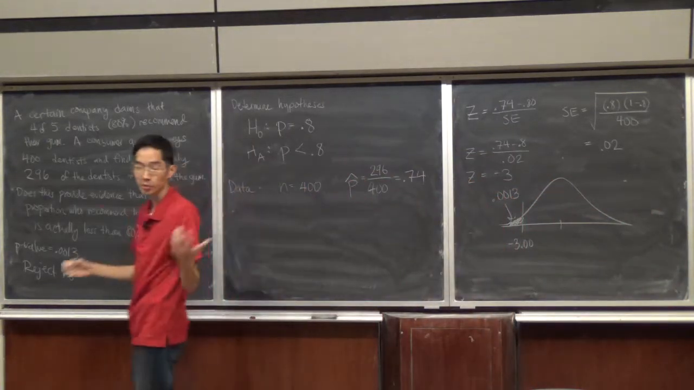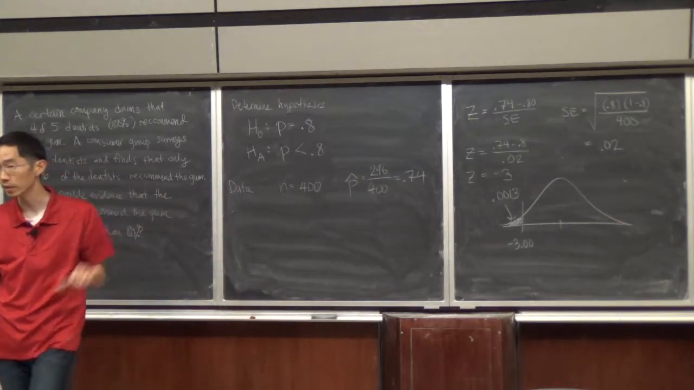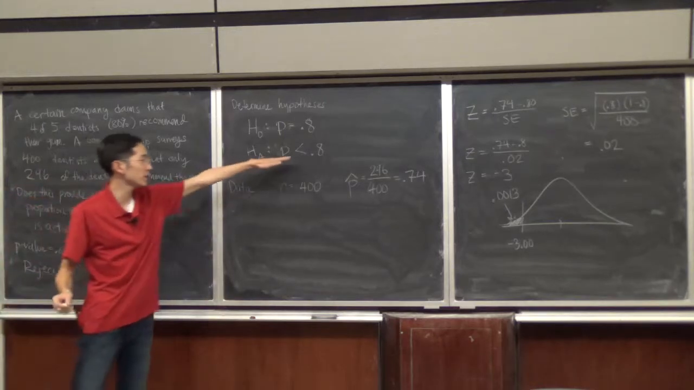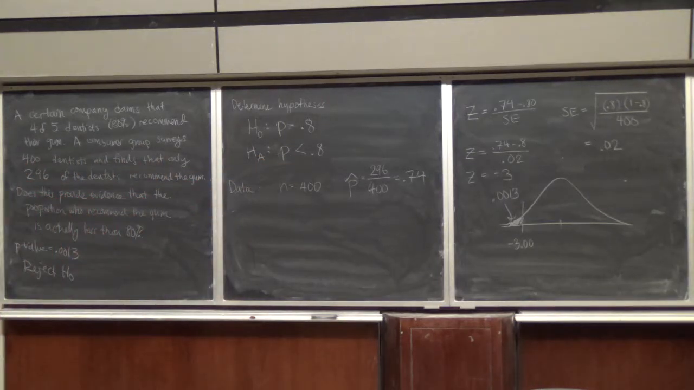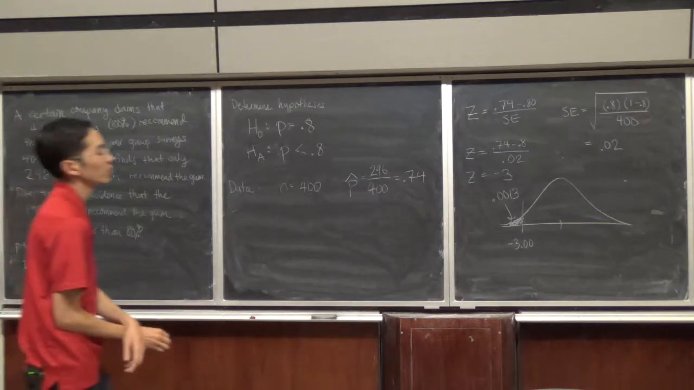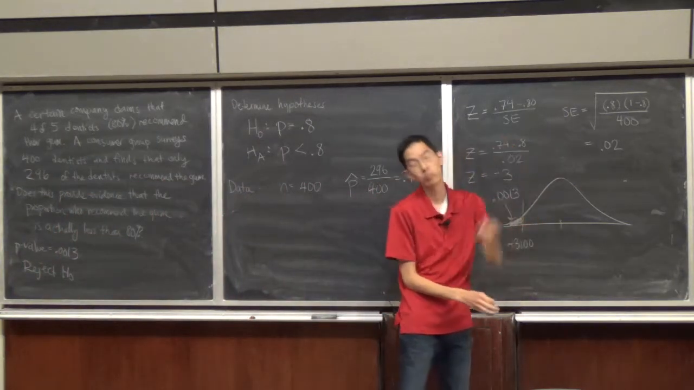I'm not going to multiply it by 2, I'm not going to find the area to the right, I'm finding the area to the left, because my alternative hypothesis has a less than sign. So just to be on the safe side, if it was P is greater than 0.8, then we would do 1 minus 0.0013, right? Okay, good.